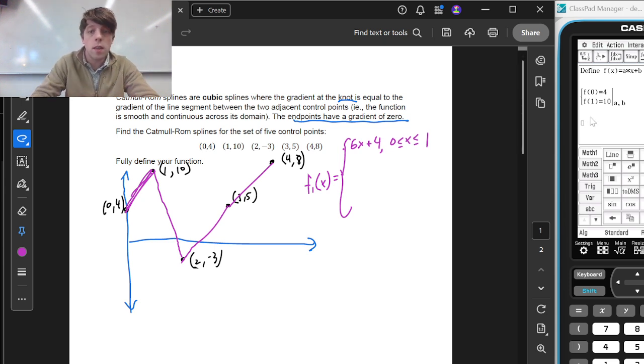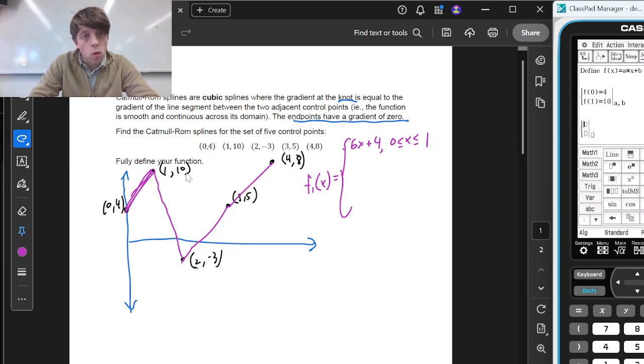All right, so let's continue with this. Now we want to define when f of 1 is equal to 10, so y is equal to 10, and for this second line, when f of 2 is equal to negative 3, y is equal to negative 3. We can do the same thing as before, substituting in these 2 points to find what the equation looks like.